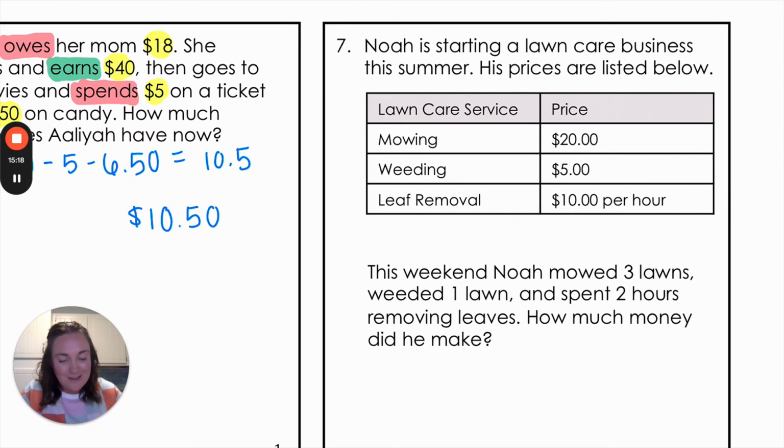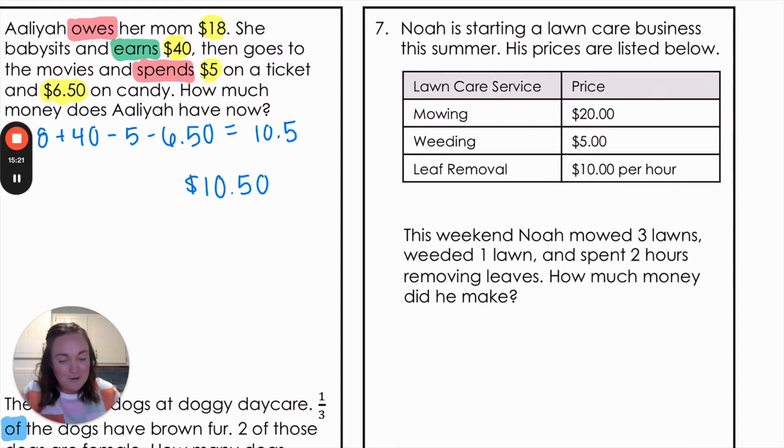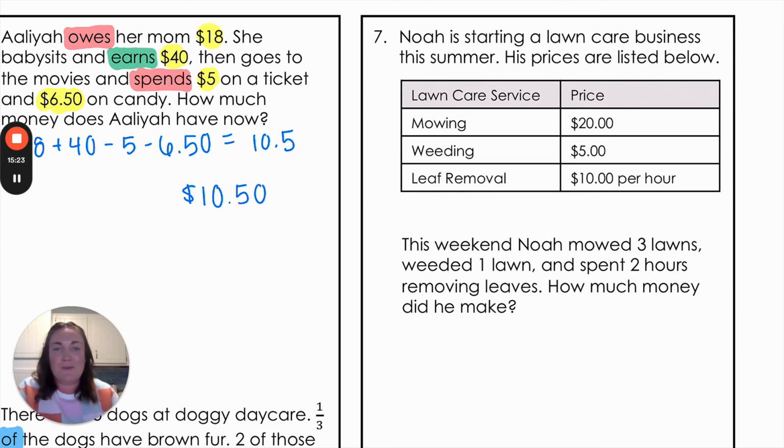All right, last one for today. We have Noah is starting a lawn care business this summer. His prices are listed below. So he does mowing for $20, weeding for $5, and leaf removal $10 per hour. This weekend, he mowed 3 lawns, weeded 1 lawn, spent 2 hours removing leaves. How much money does he make? So let's break it down by each one.